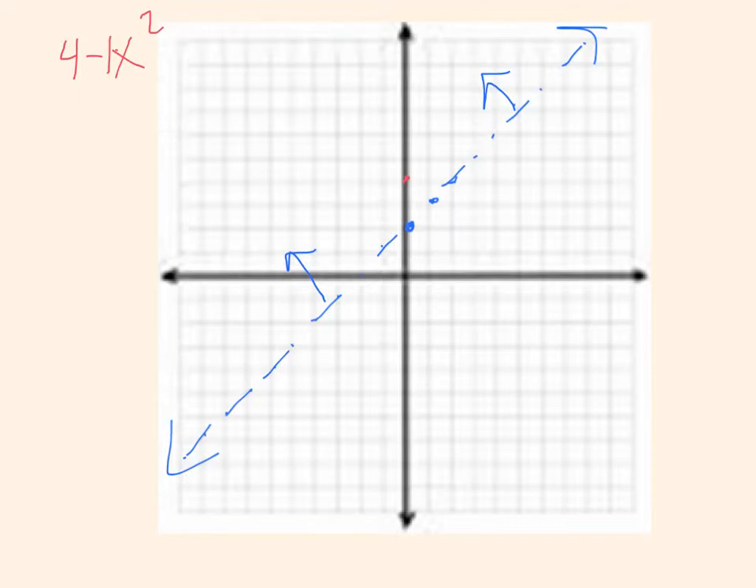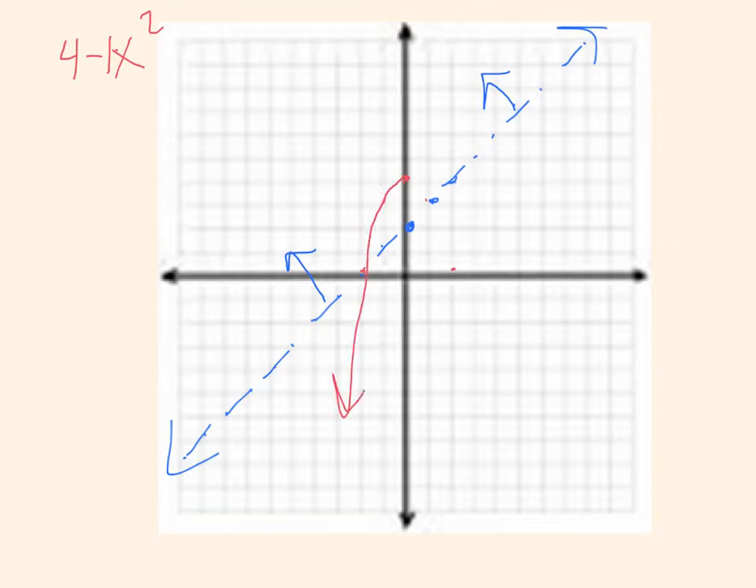And that means right here, those points will be right there. Then I go 2 over and 4 down, there and there. It has x-intercepts at 2 and negative 2. Essentially we have a quadratic that has been flipped, so it opens down, and shifted up 4 units. That's what we got here.